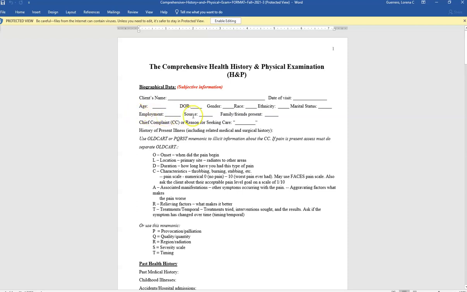Employment. The source is who is providing this information. Sometimes that could be a parent in the case of a child or an infant. And who is present with the patient at the time. You need to put that on there.